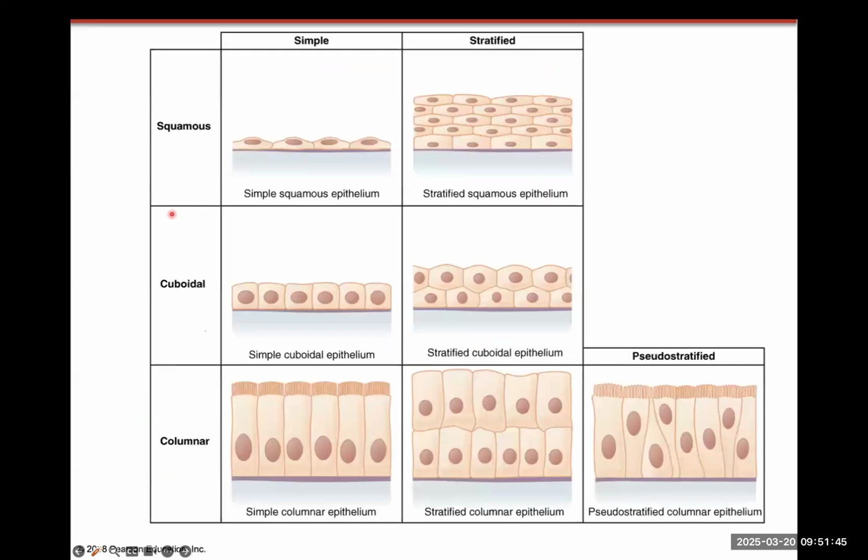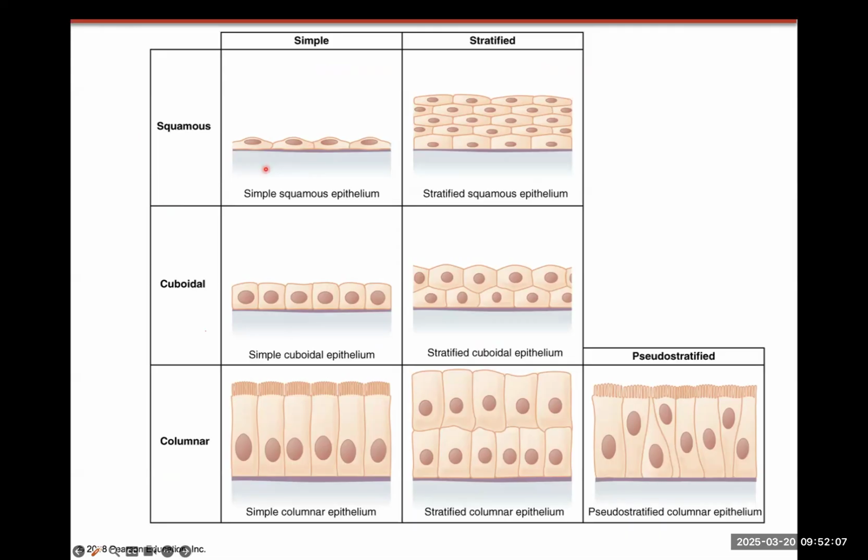Okay, so let's combine what we learned. We have the layers and the shapes. Let's combine them in this grid. So you have the shape squamous, and then there's one layer. So that's called simple squamous epithelium. And you do need to say all three words if you want to get full credit on the quizzes and the exams. You need to say epithelium at the end.